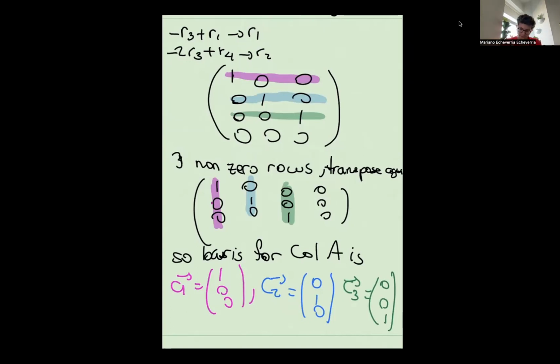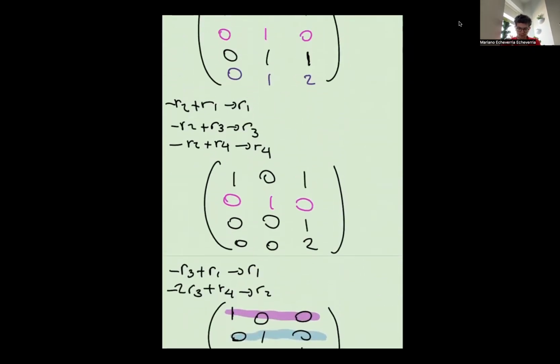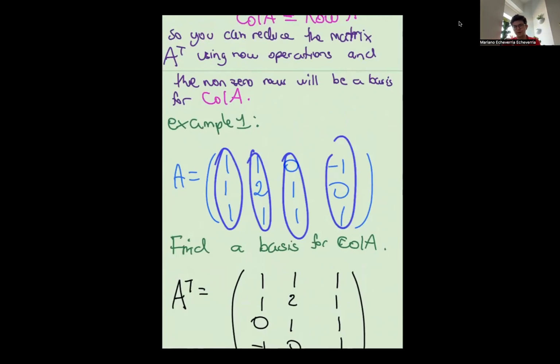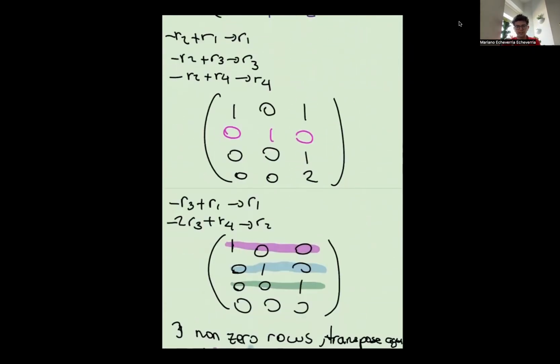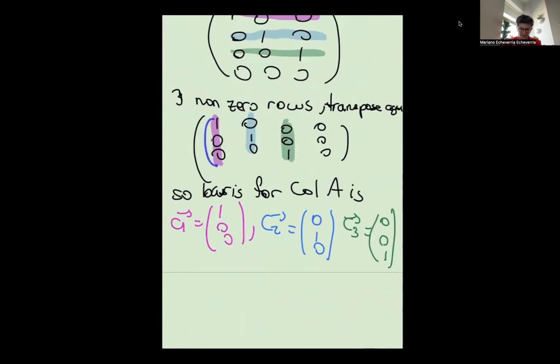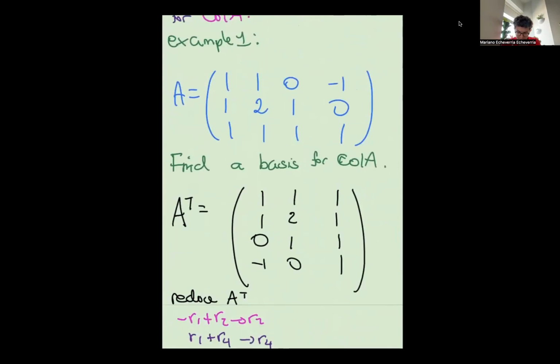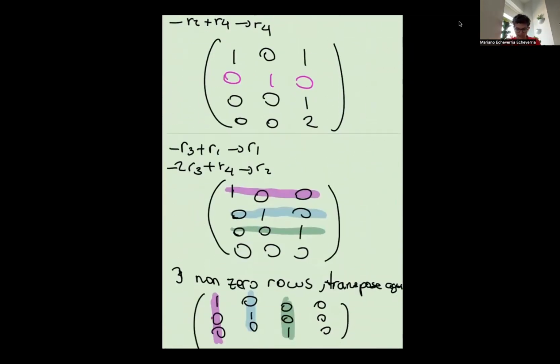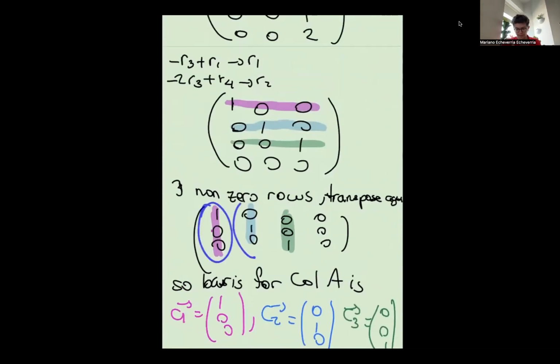So that means that another way to say this is that the vectors that can be written as linear combinations of these 4 columns are the same vectors that can be written as linear combinations of these 3 columns. So these 4 column vectors have the same information as these 3 column vectors. Is that okay?